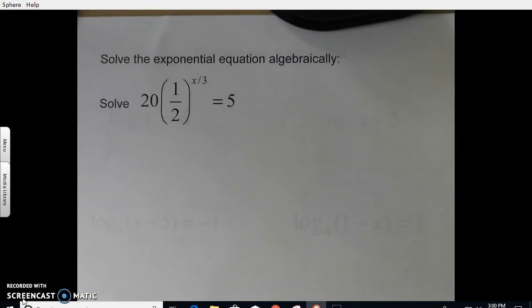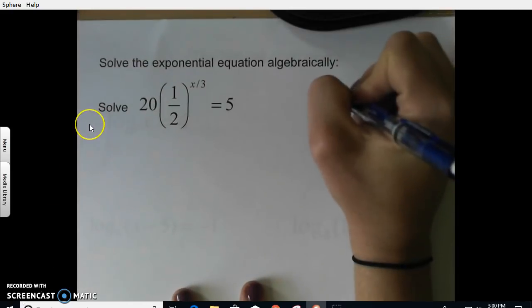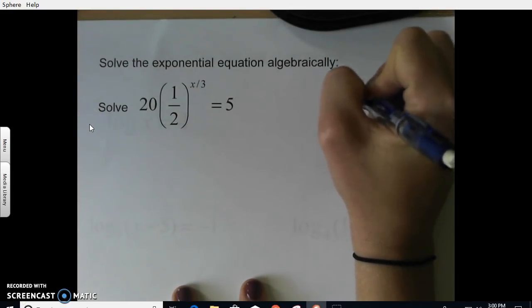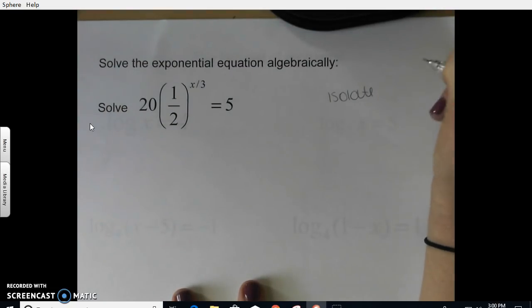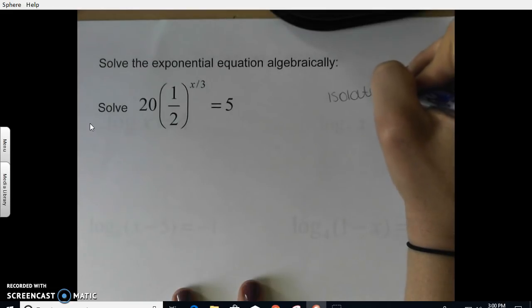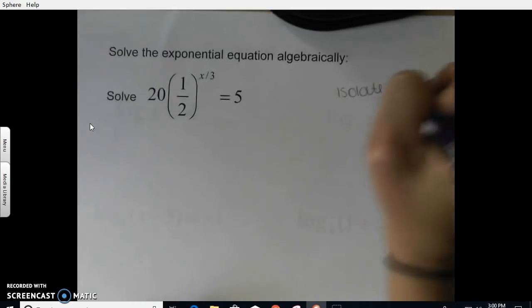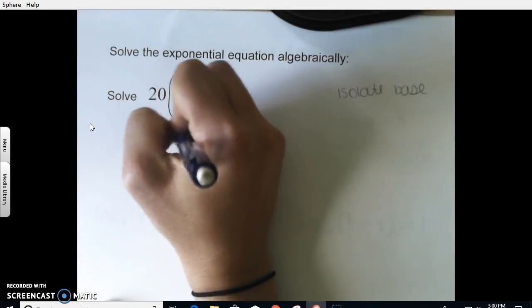Solve the exponential equation algebraically. 20 times 1/2 to the x over 3 power is equal to 5. So first you need to isolate what is being raised to the power. So we need to isolate our base. We isolate our base by dividing by 20.